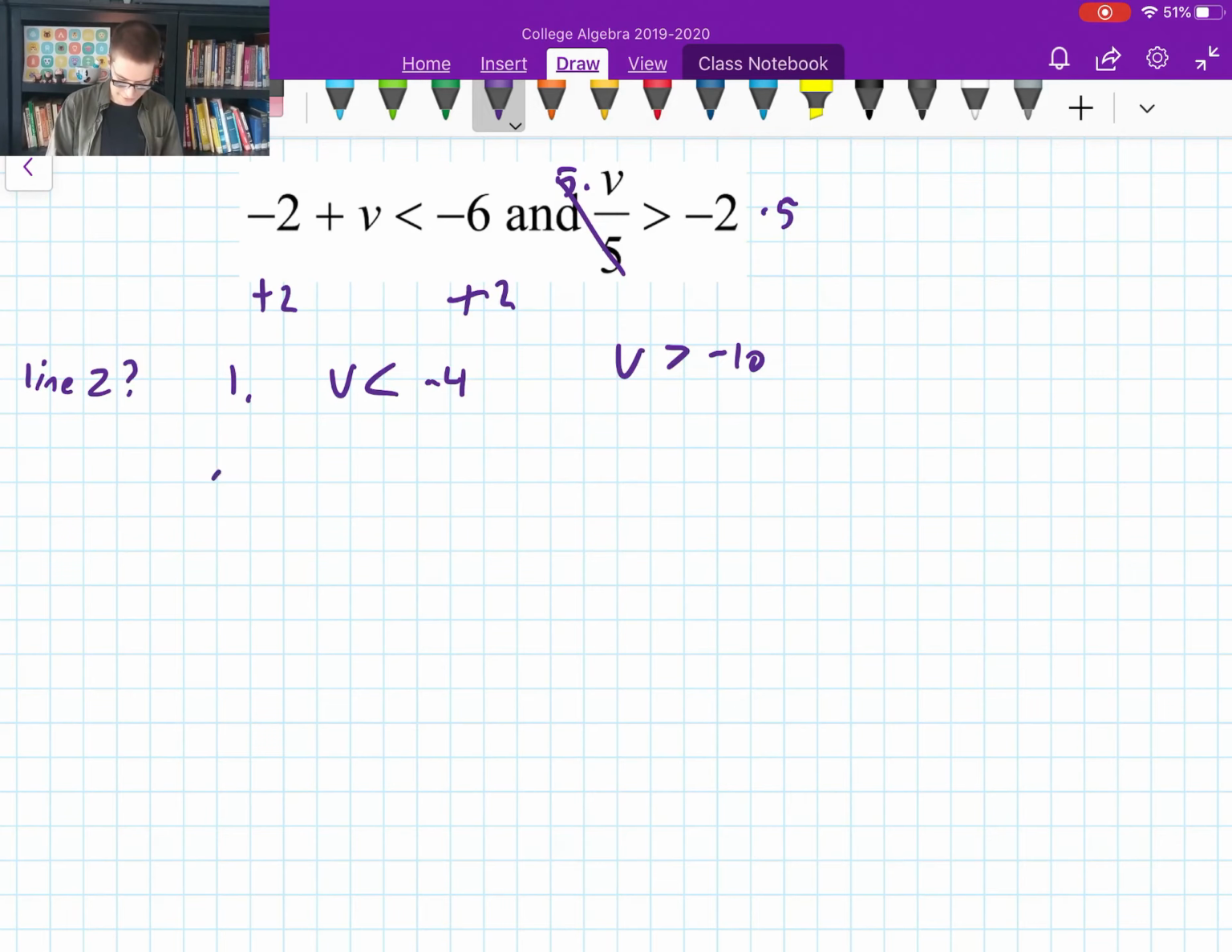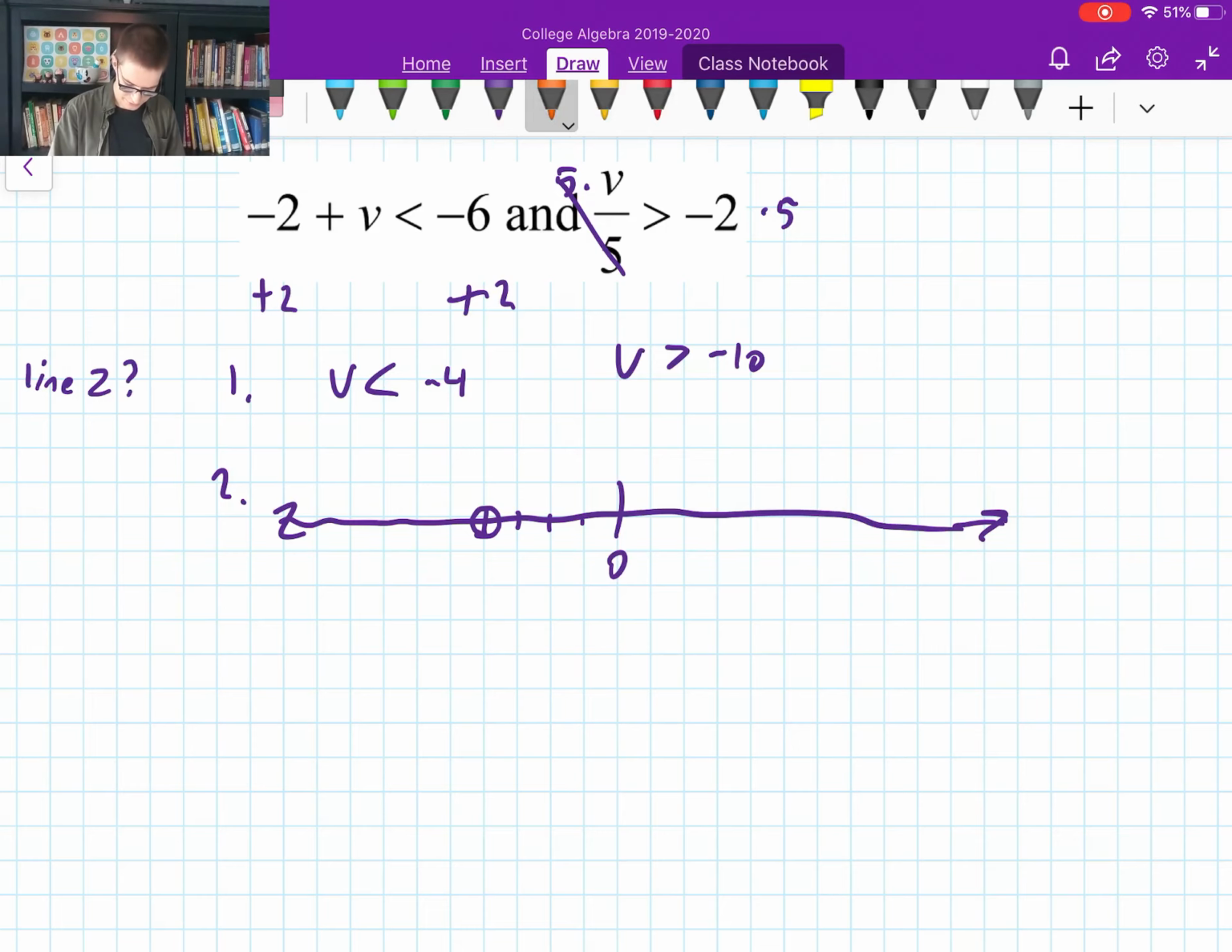Step 2 is to graph it. So we'll just make a graph here. And we'll start with -4. Let's see, 1, 2, 3, 4. So v is less than -4, so we'll start with -4. An open circle, because it's not less than or equal to. Let's make this one orange, just because that way you can distinguish it from the line.